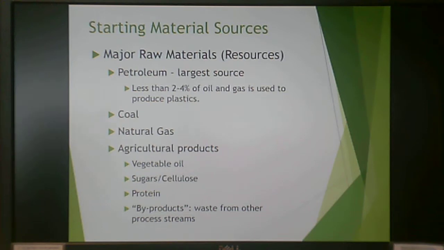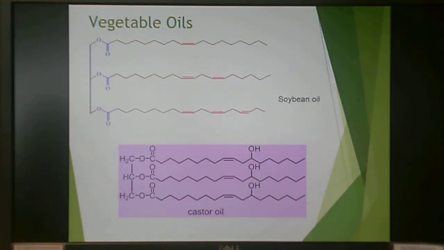Starting material sources come from, these days, the majority source is petroleum. Remember, less than 2% of oil and gas is actually used to produce plastics. We also make things from coal and natural gas. Increasingly, we're making things from agricultural byproducts, and these byproducts include vegetable oil, sugars, cellulose, protein, and other byproducts like lignins or other waste streams, glycerol from, say, biodiesel production.